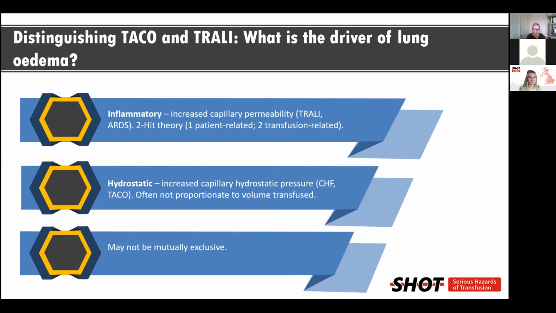There may be an inflammatory component that's caused by increased capillary permeability, as in a TRALI ARDS type of response, requiring a two-hit theory, perhaps something that is present in the patient and something that is related to the transfusion, for example. It may be related to a hydrostatic issue where there's increased capillary hydrostatic pressure, such as in heart failure, TACO, and it's often not proportionate to the volume transfused. So this may not be a simple plumbing problem of too much volume in that overwhelms the circulatory capacity of the patient. Something else more subtle may be happening, and indeed these things may not be mutually exclusive.